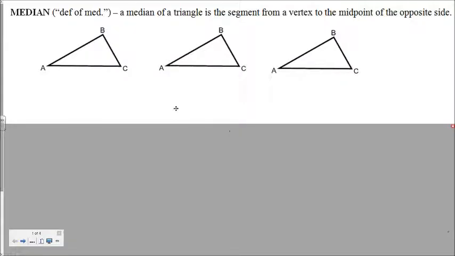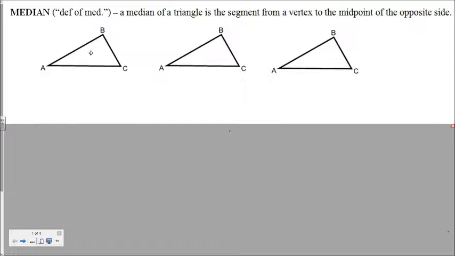Okay, so let's talk about some special parts of triangles. The two that we're going to talk about in this video are a median and an altitude and how they can be used in geometric proofs. The definition of a median is basically the segment from one of the vertices of the triangle to the midpoint of the side across from that vertex.